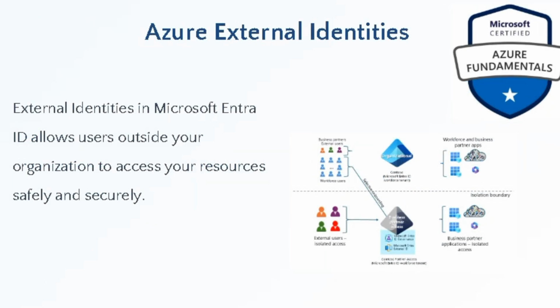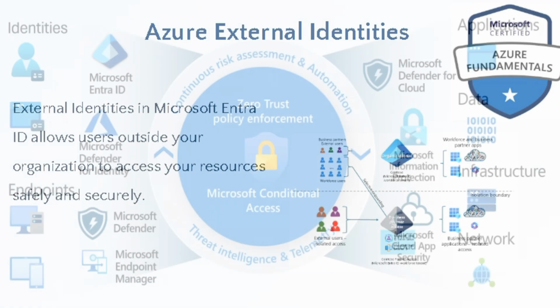Azure external identities are users that are outside of your organization and want to access your resources safely and securely. For example, you have a domain name domain.com, and then you have somebody else from a different domain, so you can give them access to your organization, which will be an external identity. So external identities are users that are outside your organization.